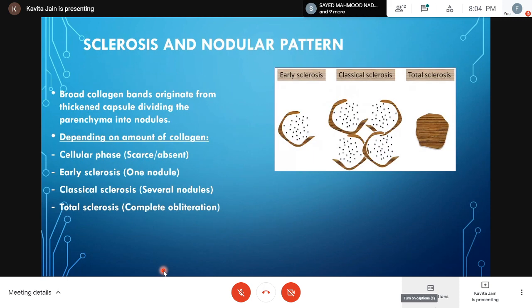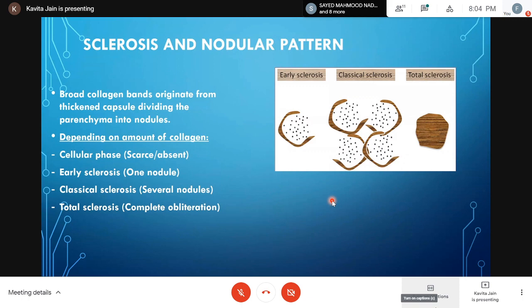So coming on to the pathology, we have broad collagen bands originating from the thickened capsule. These collagen bands originate from the thickened capsule, dividing the parenchyma into nodules. Depending on the amount of collagen, we can have a cellular phase, that is just all the cells only, and we don't see any collagen band. We have the typical RS cells or the lacunar cells, and we don't see any collagen bands. We have early sclerosis, where just one nodule or part is seen either partially or completely encircled by collagen bands. We have classical sclerosis, where several nodules will be there. And we have total sclerosis, where we have complete obliteration.